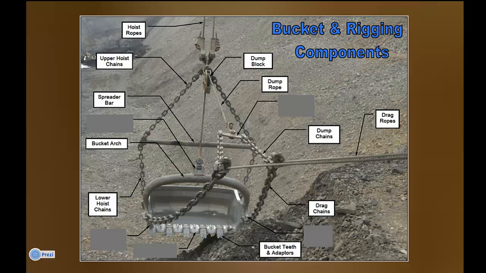We have a spreader bar, which separates the hoist chains for connection to either side of the bucket. We have the bucket arch, which increases the bucket strength by minimizing bucket flexing, and it also allows connection of the dump rope to the bucket for the tipping process. And we also have the bucket teeth, which are used for digging and cutting into the material.